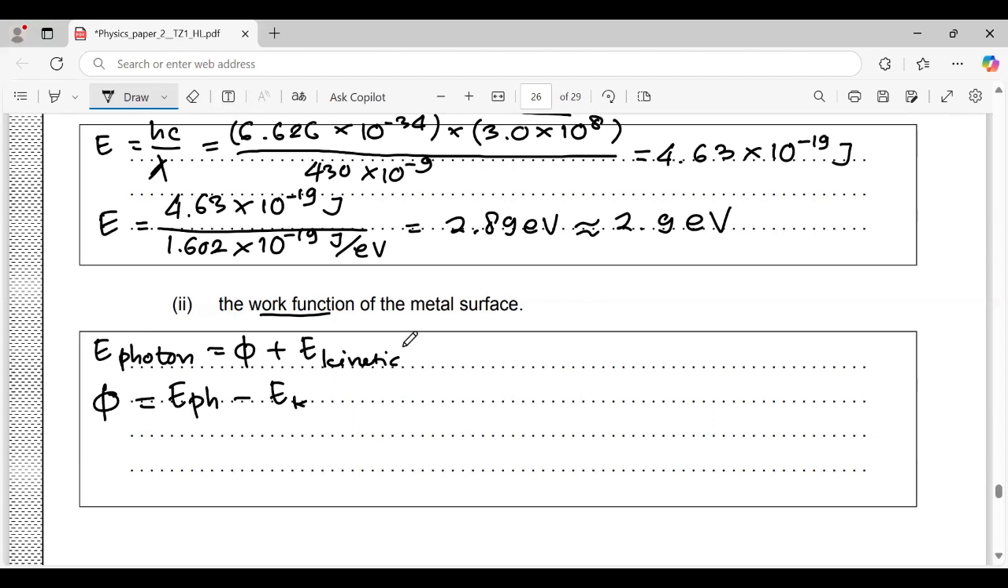Now, the kinetic energy is found from the graph. If you look at the graph, you may evaluate that the graph stops at 0.9. This is the last stop of the graph. So phi equals 2.9 eV minus 0.9 eV, and the result is 2 electron volts.